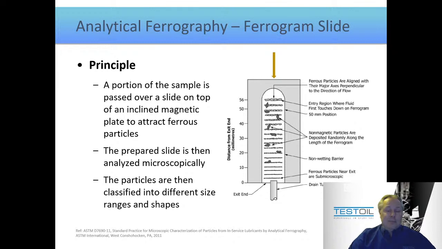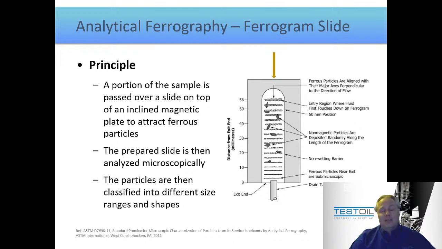It doesn't, which is why we actually have magnets on either side of the slide as the oil is flowing down, which will align all the ferromagnetic particles into straight lines. All the non-ferrous particles will just randomly distribute. So with this preparation, what we call creating a ferrogram, we can now take that ferrogram to a microscope and look at it through the microscope and do a human-based analysis on it based on morphology.